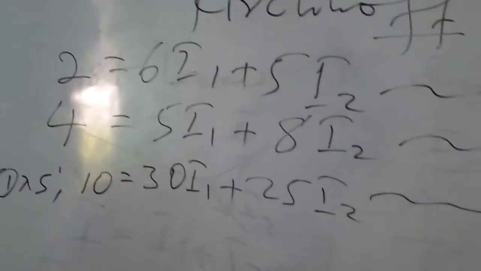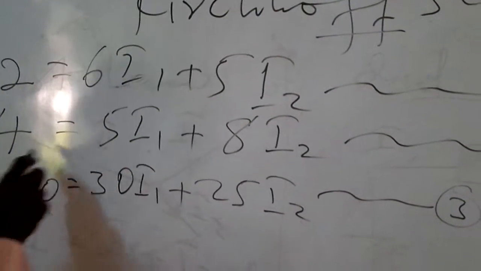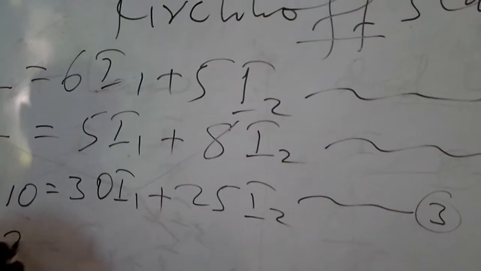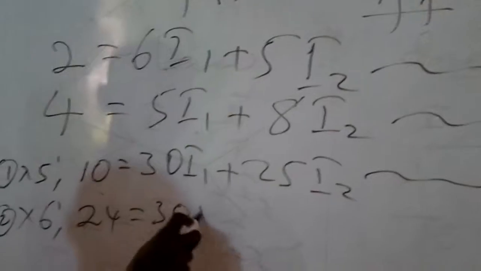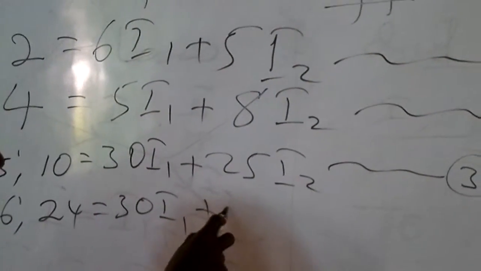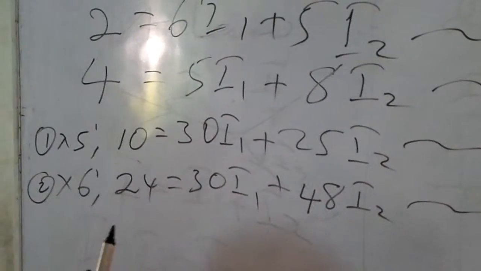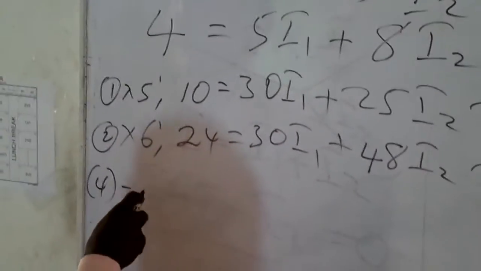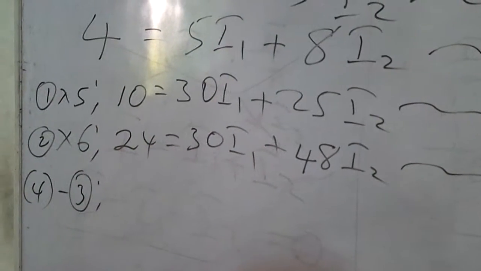Then again, let's take equation 2, we multiply through by 6. 4 by 6, we have 24. 5 by 6, we have 30I1 plus 8 by 6, we have 48I2. Let's continue. Now, let's write equation 4 minus equation 3.